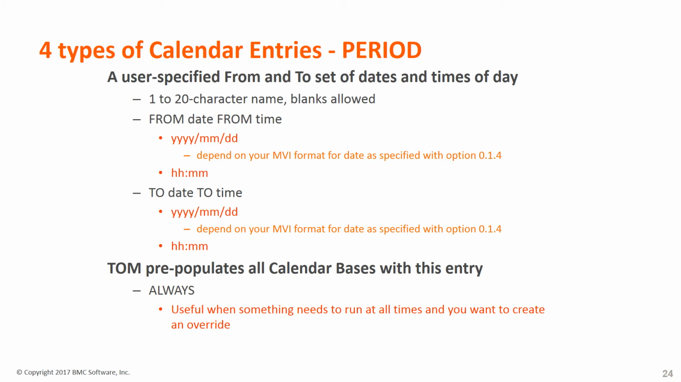The third type of entry we want to discuss is the period entry. And the period entry provides a means for you to specify a from date and a from time and a to date and a to time. Now, like we saw for the other calendar entries, you can specify any name, 1 to 20 characters, including blanks. And TOM always pre-populates the calendar bases with an entry called always, which covers all time.